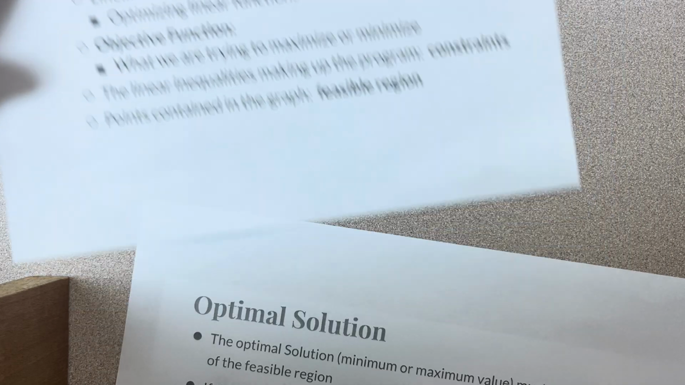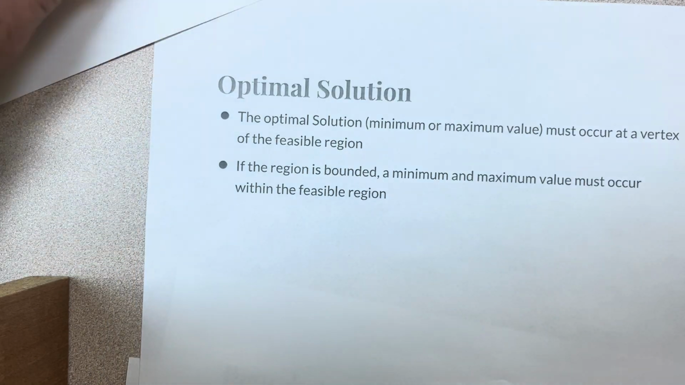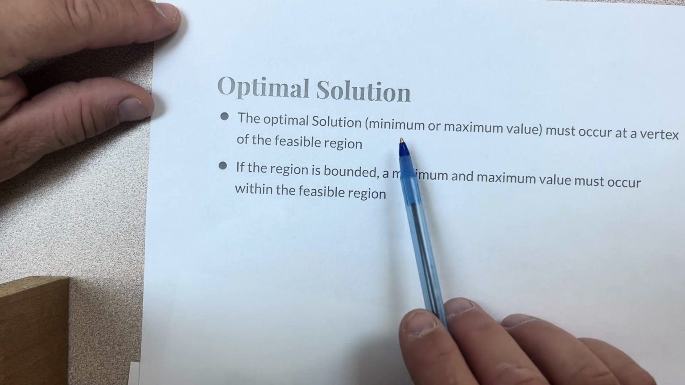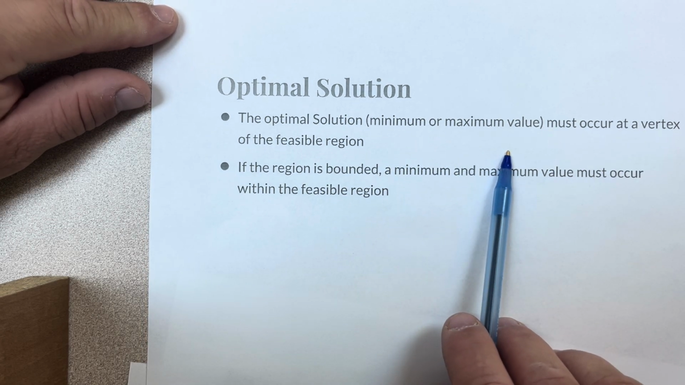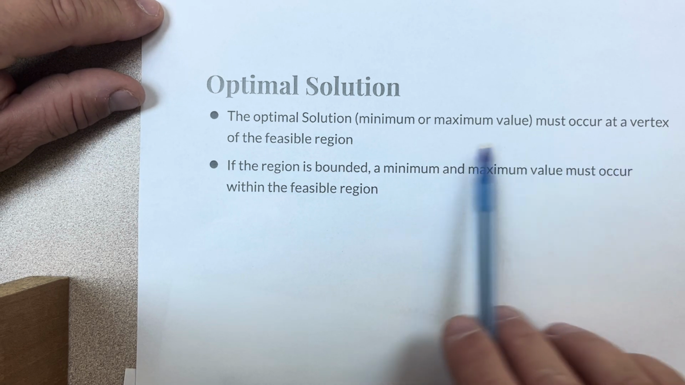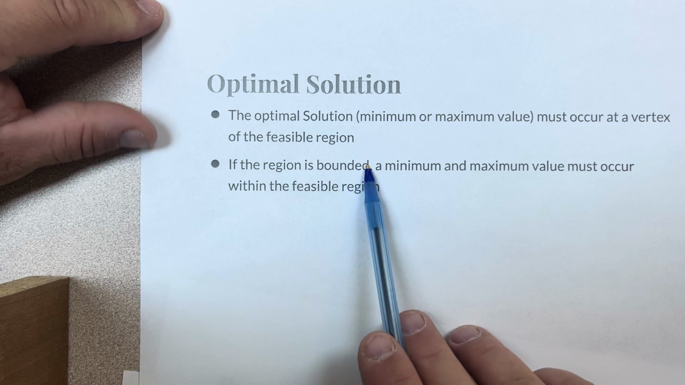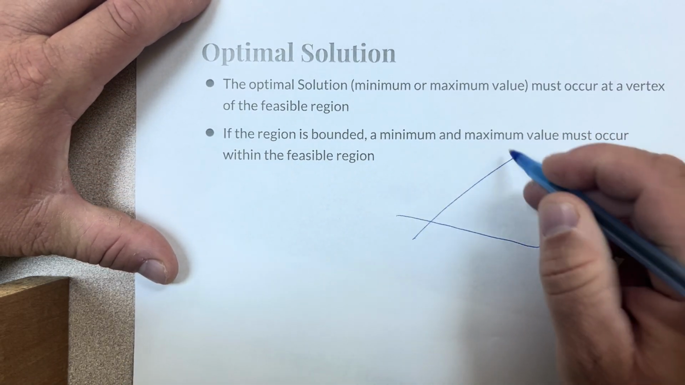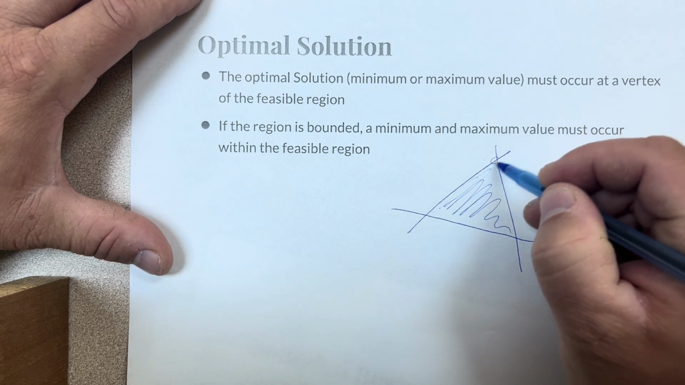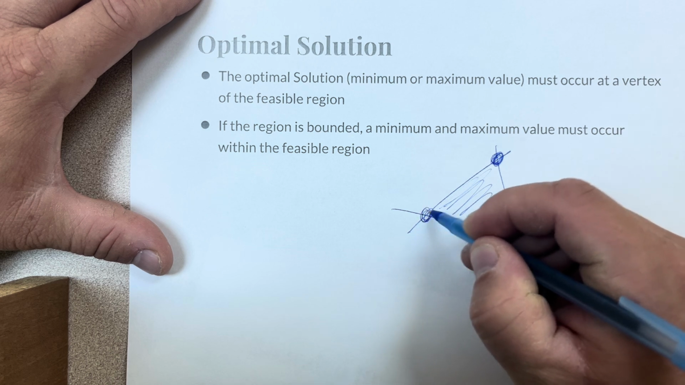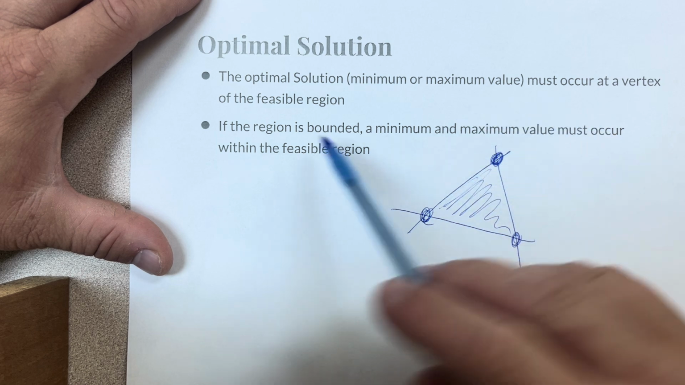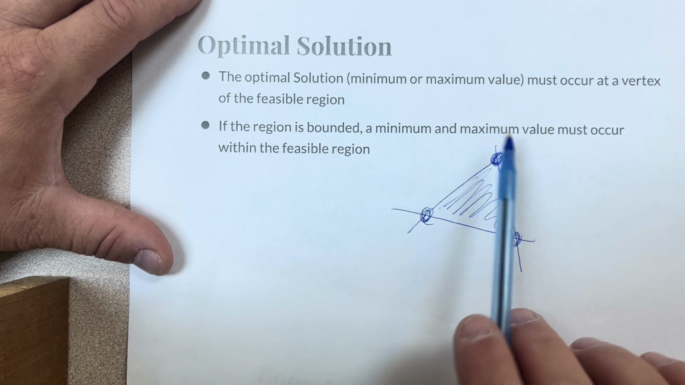So let's look a little bit at what we're trying to do. Once again, the idea here is to find an optimal solution, okay? So our minimum or maximum. And what's also kind of neat about this is that it's going to occur at a vertex of the feasible region. So meaning if I have a couple inequalities, our max or min is going to occur at one of the intersection points, okay? And then we say if the region is bounded, this minimum or maximum must occur.